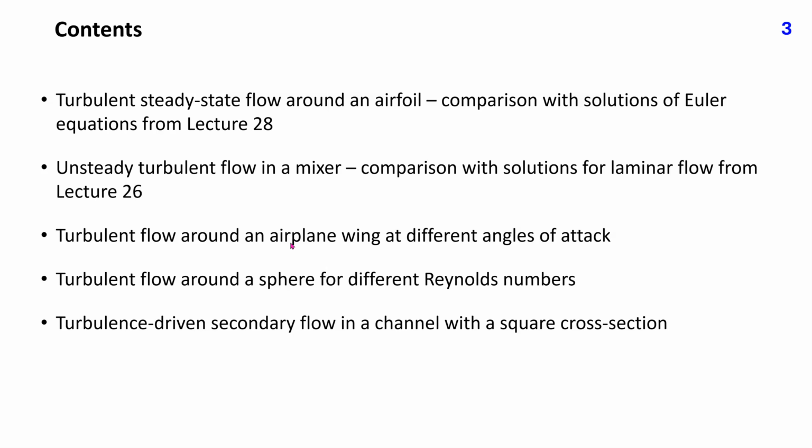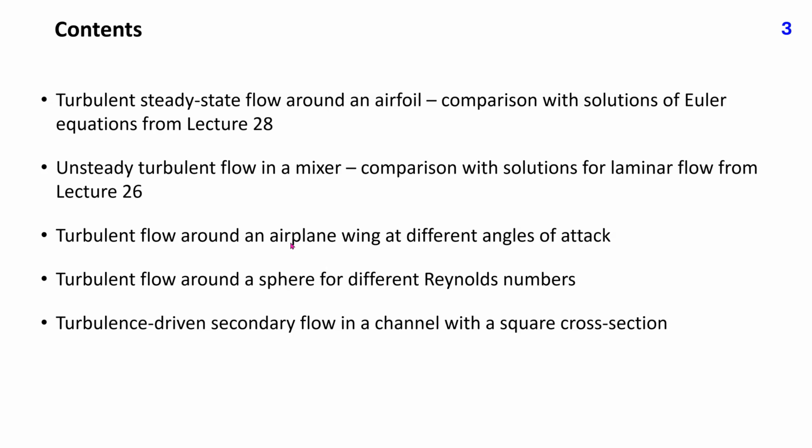The third example is the flow around an airplane wing at different angles of attack. The aim is to predict drag and lift variation with the angle of attack and find out when the stall happens. In the fourth test case, turbulent flow around a sphere at different Reynolds numbers is computed.